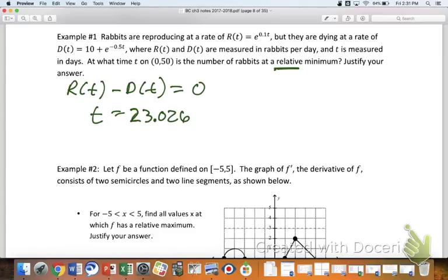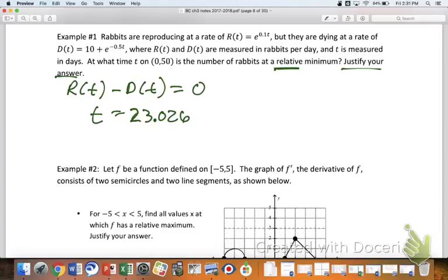Well, we're not there yet. Let's think about this. What have we actually found? It's a critical point. Notice it did say justify your answer. So the critical point is really the only candidate we have, but we need to confirm that this really is where the number of rabbits has a relatively low population. So this is where we get into the first derivative test, right?